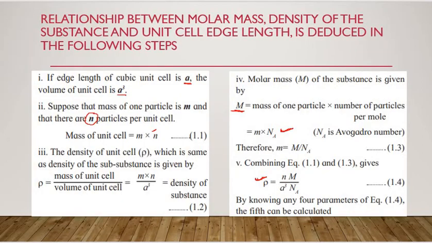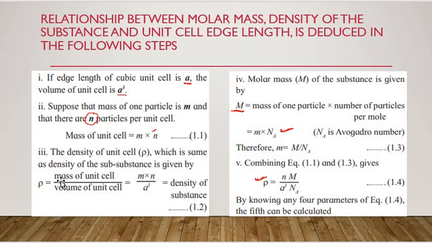Now, the relationship between the molar mass and the density of the substance, and it is deduced in this way. You all know the edge length we represent by A. Its volume would be A cube. The volume of any cube is equal to the cube of its edge length. So A cube is the volume of the unit cell. If one particle has mass m, and there are n particles, the total mass of the unit cell would be m multiplied by n.